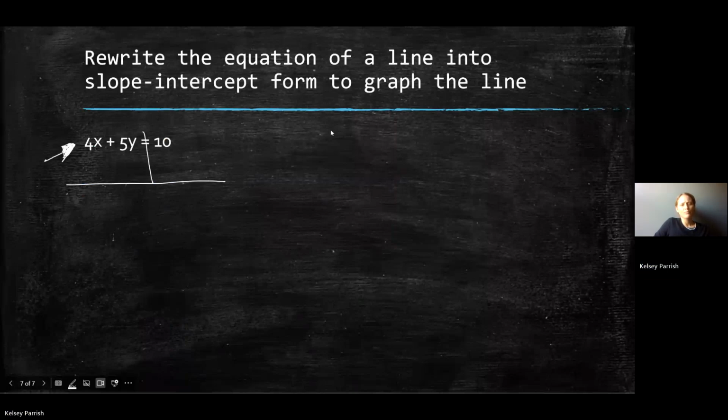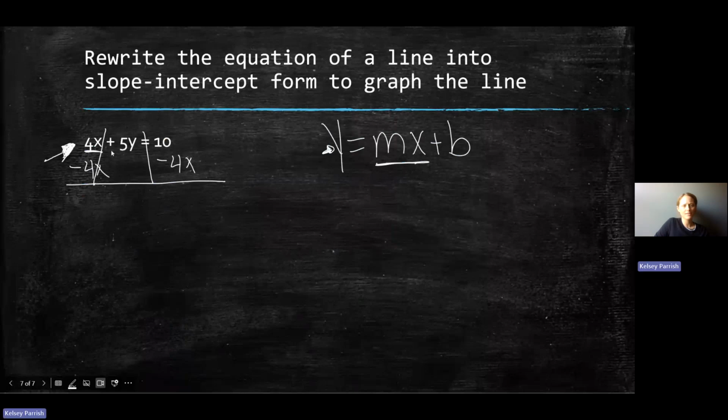So we want that equation to end up looking like this equation. We need y by itself. So first, let's move this x term to the other side. That's a positive 4x, so we're going to subtract it from both sides. 4x minus 4x cancels. That positive 5y stays. Equal sign stays in position.